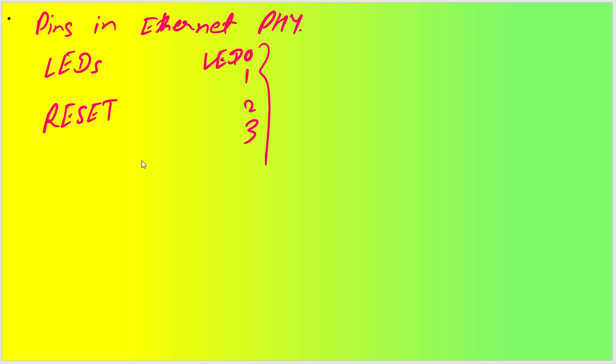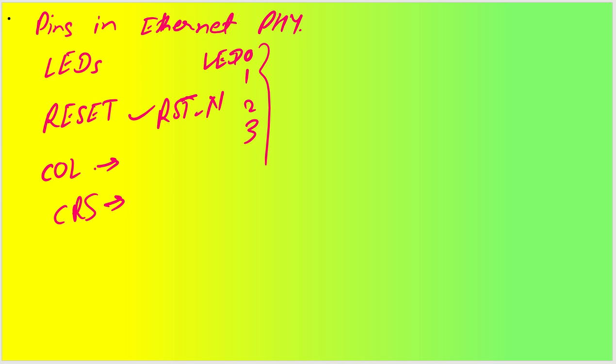Similarly, there are other lines, like the COL line, which is the collision detect line. And as I already told you, the CRS line is the carrier sense line. We have a reset line also, called RST_N, which is the reset line. So with this information you will be able to interface your Ethernet physical layer transceivers to FPGAs, right?